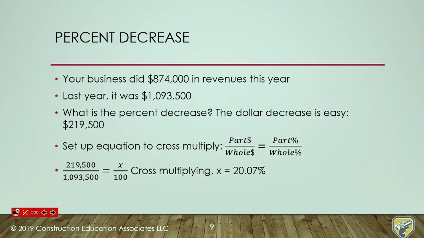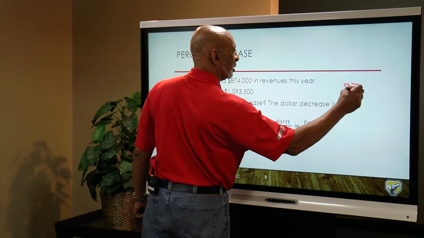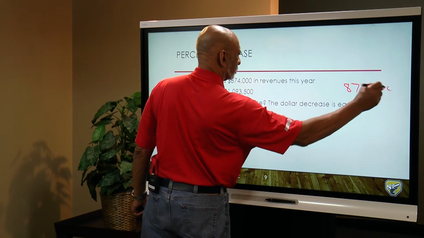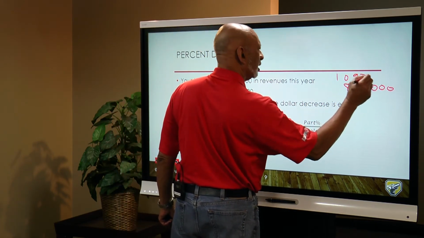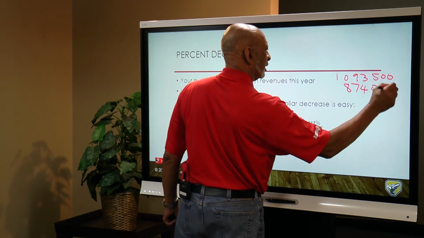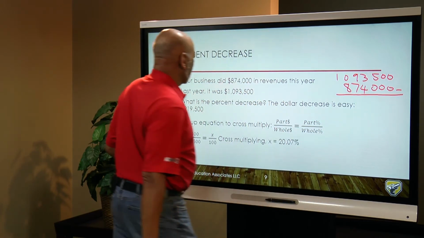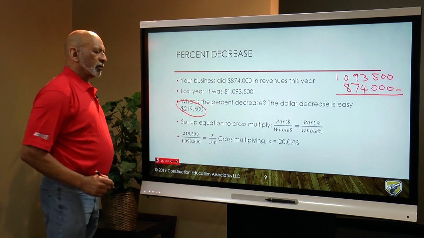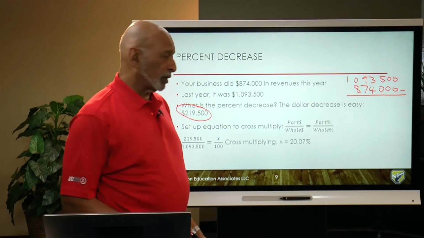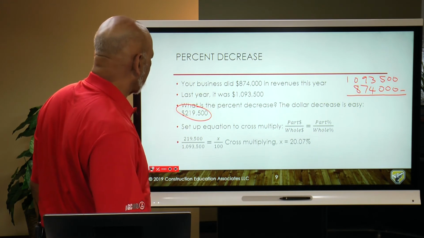So if I take 874 and subtract from 1,093,500, if I did that subtraction, I would get 219,500. That's your decrease in revenues. That's your delta, if you will. It's a negative number in this case.